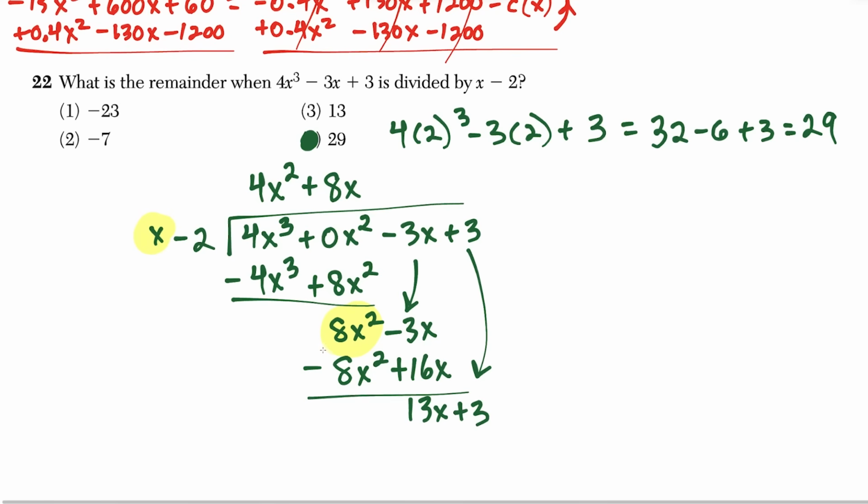I focus now on the new leading term, 13x, and 13x divided by x is 13. So this is my 13 going in the quotient here. 13 times x is 13x, and then 13 times negative 2 is negative 26. But we are subtracting, so this is going to become a minus 13x, and this will become plus 26. These terms cancel, and we're left with a remainder of 29 over our original divisor, x minus 2. But we just want the remainder part here, so the remainder is 29. Choice 4 is definitely correct.